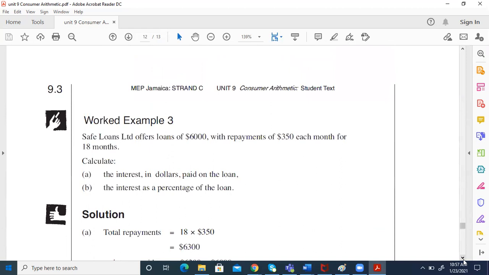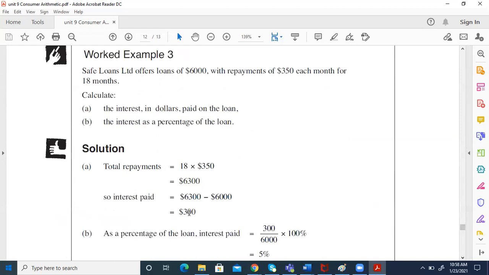Here's another example. Safe Loans Limited offers 6,000 with repayments of 350 each month for 18 months. Calculate the interest in dollars paid on the loan, and the interest as a percentage of the loan. So you get the loan here, but to repay the loan, you have to pay 350 each month for 18 months. So 350 times 18, see it here, 6,300. But when you look, the loan was originally 6,000. So the interest that you pay is 300. You pay $300 extra, right?